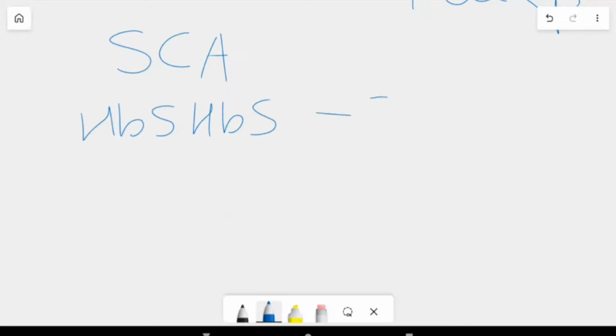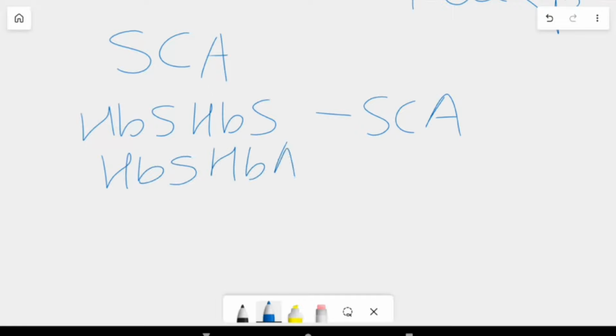We'll start by considering its genotype. So in sickle cell anemia, the genotype is HbS HbS. If a person has this genotype, we can conclude that the person has sickle cell anemia. But if the person has HbS HbA, or HbA HbS, whichever way, as their genotype, the person is a carrier.